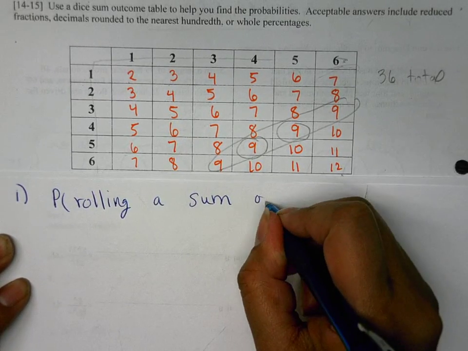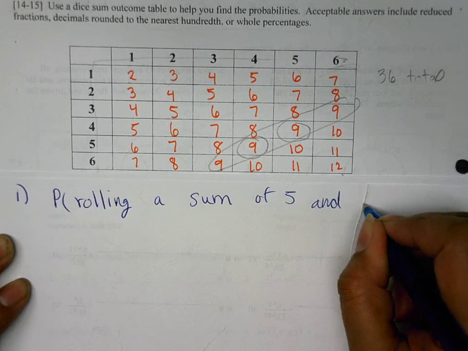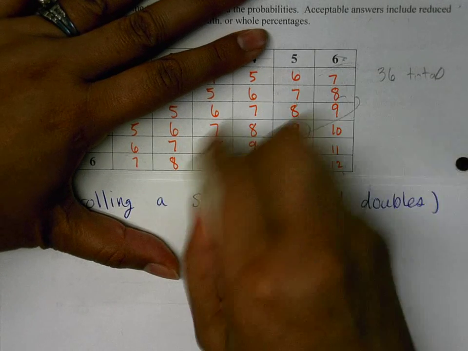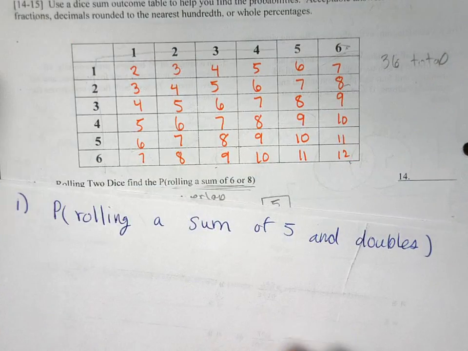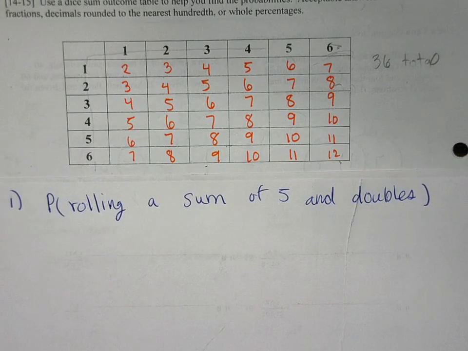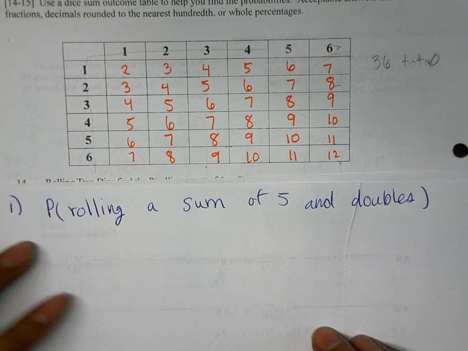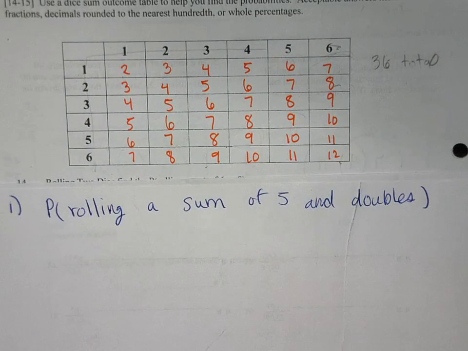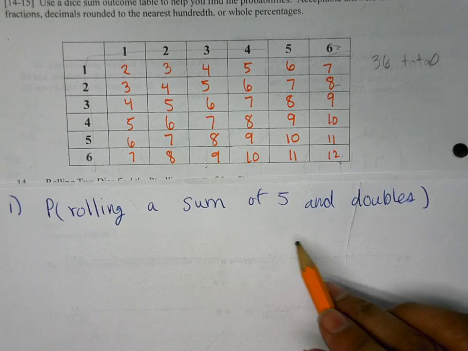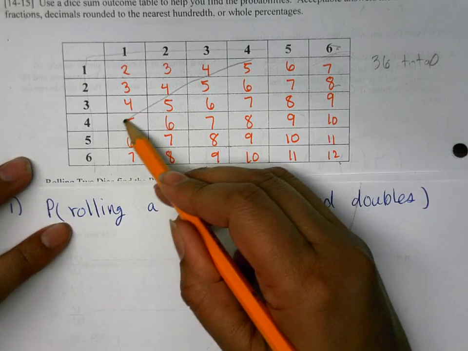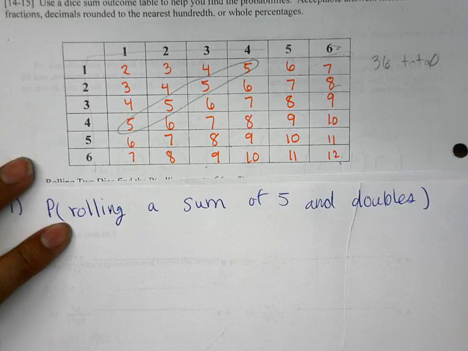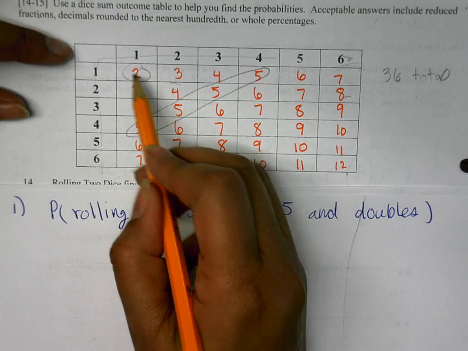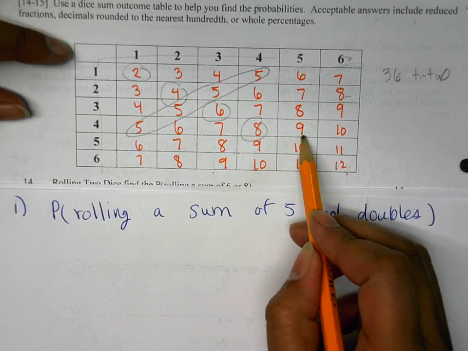Rolling a sum of 5 and doubles. What's the probability of rolling a sum of 5 and doubles? What does and mean again? Multiply or overlap? For the tables, it's always overlap, not multiplying. All right. I'm going to look for the sum being 5. Do you guys agree this right here is the sum being 5? Doubles. What are my doubles? The 1 1, the 2 2, 3 3, 4 4, 5 5, and 6 6.